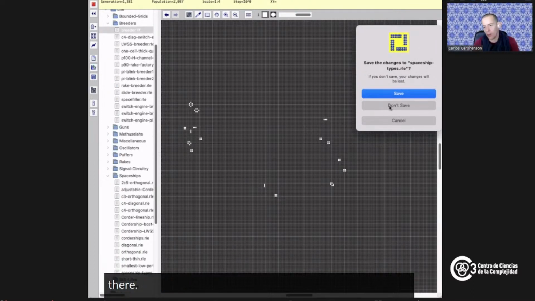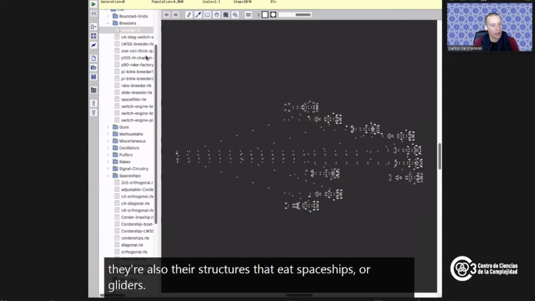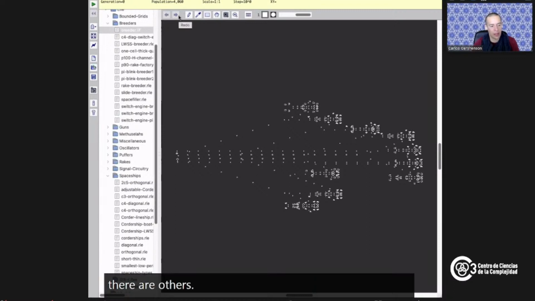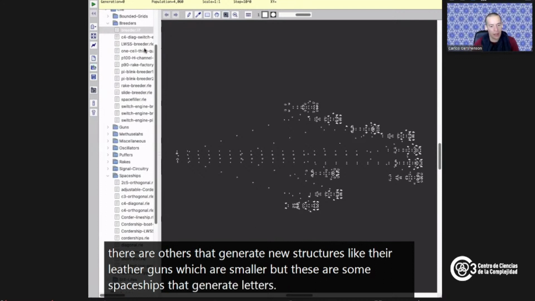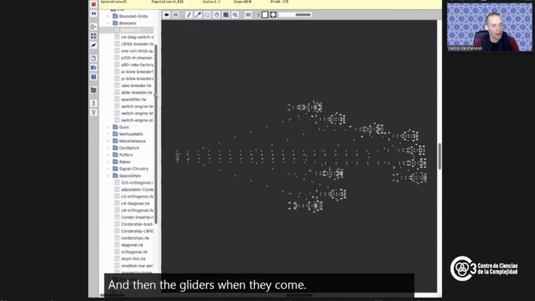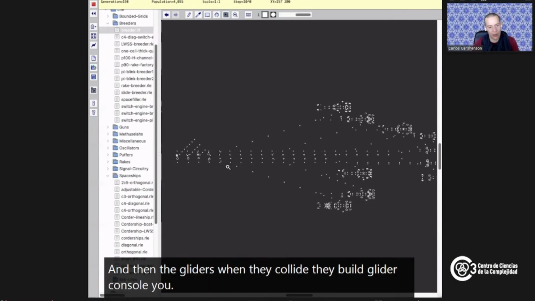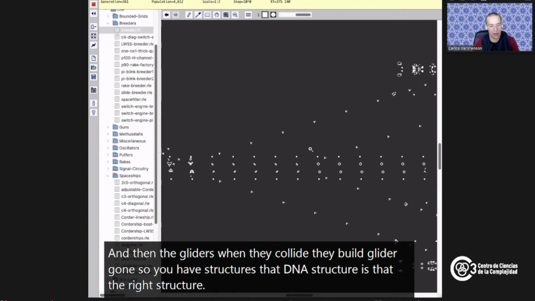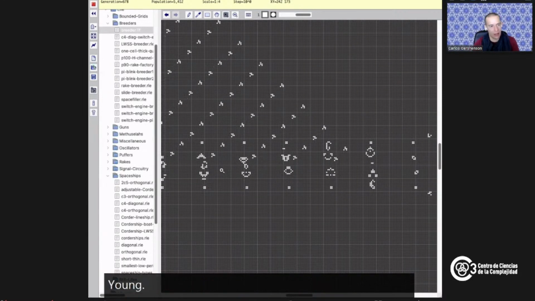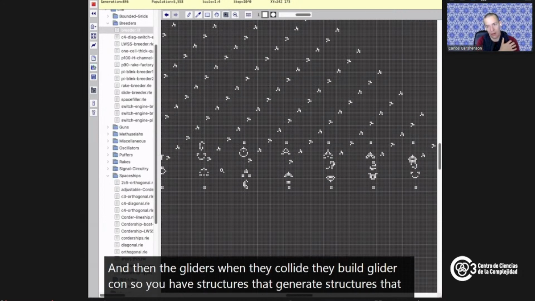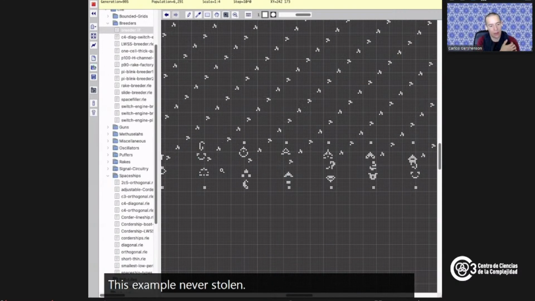There are also other structures that eat spaceships or gliders. And there are others that generate these structures, like glider guns, which are smaller, but these are some spaceships that generate gliders. And then the gliders, when they collide, they build glider guns. So you have structures that generate structures that generate structures that generate structures. Yeah, this example never stabilizes. It keeps on growing infinitely.